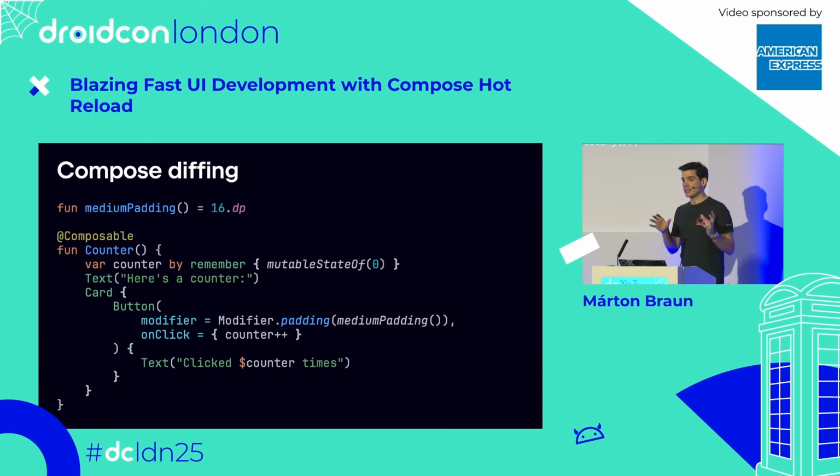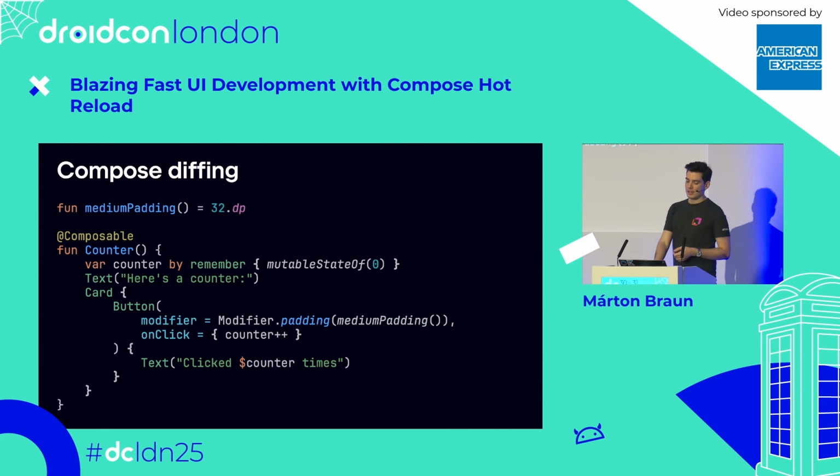Once that swapping is done and all of the new bytecode of the classes is loaded, we also need to invalidate your Compose UI, as I mentioned, so that you can actually see the changes visually and not just have the new version of the code loaded into the VM. So here's an example where we have a padding function returning just a 16 dp value, and then we have a simple counter where we have a card, it has a button on it, and clicking the button just increments a counter value. So let's say that we change the value that the padding function returns from 16 dps to 32 dps.